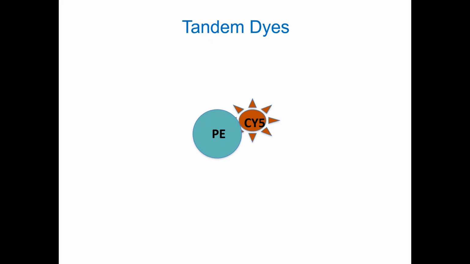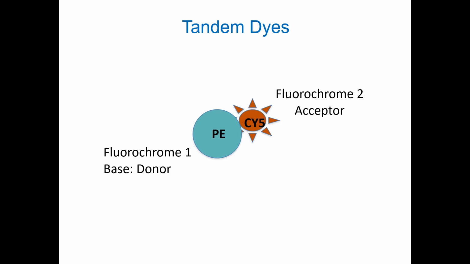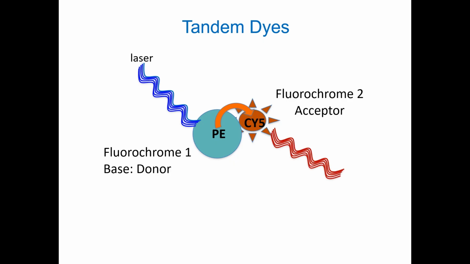Fluorochromes called tandem dyes are commonly used in cytometry. Tandem dyes are two fluorochromes that are tightly coupled together. This example is a PE-Cy5 tandem. PE is the donor or base fluorochrome, and Cy5 is the acceptor. The donor fluorochrome is excited by the laser, but instead of emitting the energy as fluorescence directly across its emission spectrum, it transfers that energy non-radiatively to the acceptor fluorochrome. The acceptor's excitation spectrum must significantly overlap the donor's emission spectrum. The acceptor fluorochrome then re-emits that energy at its own higher emission spectrum.